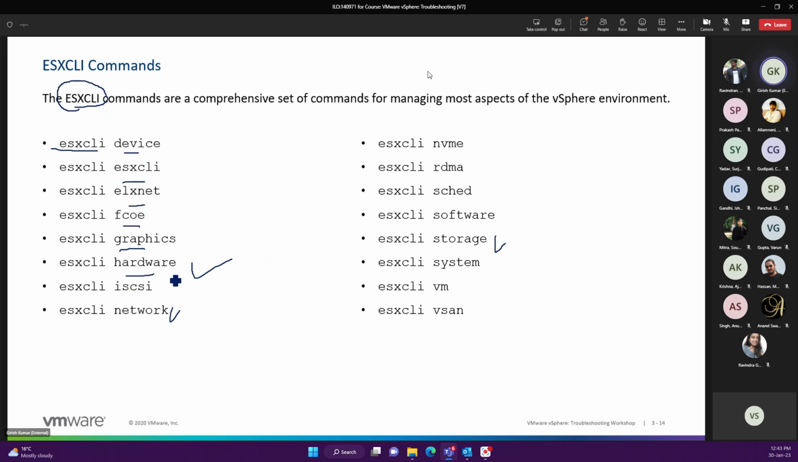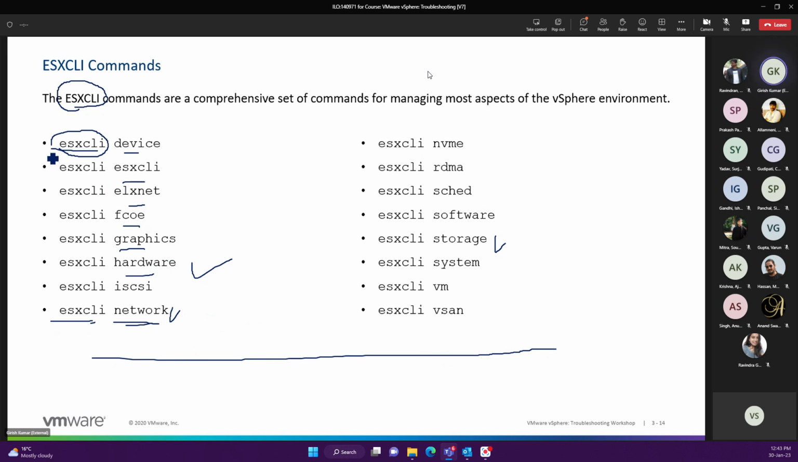If you know you are going to work with the network, pick ESXCLI network. Then if you don't know what comes after, write ESXCLI network, hit enter, and it will show you all the possible next combinations. Pick one of them. This way, it could be a long one-line command, with no need to remember. Only the first word needs to be remembered, ESXCLI. The remainder it automatically shows you.